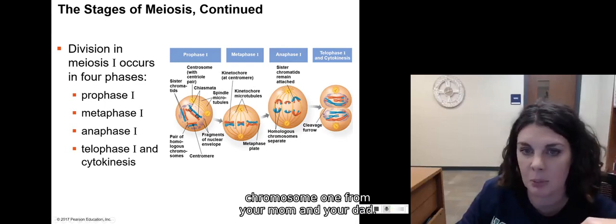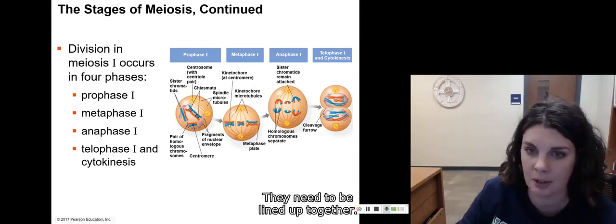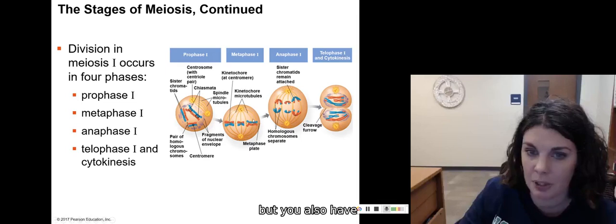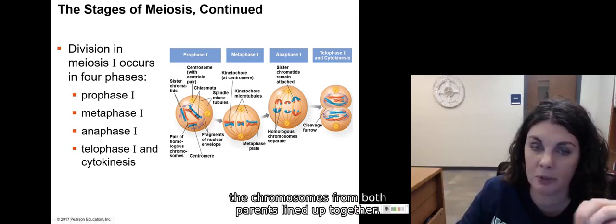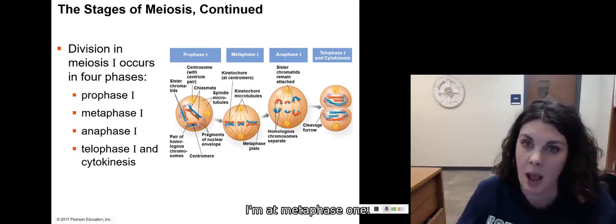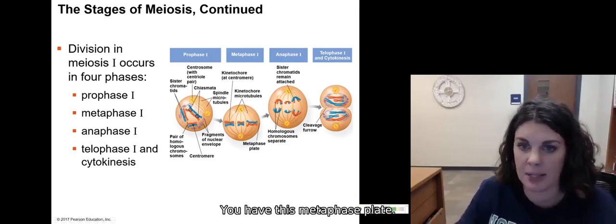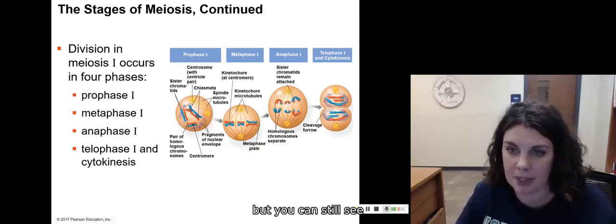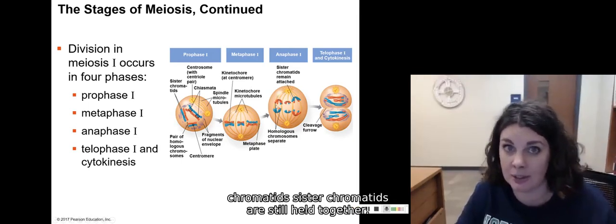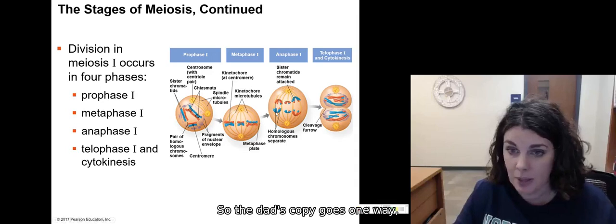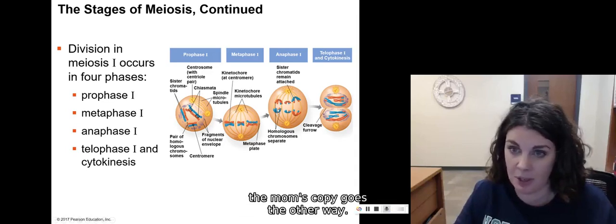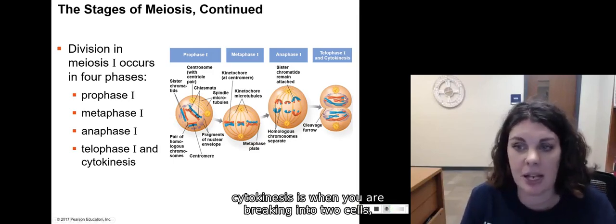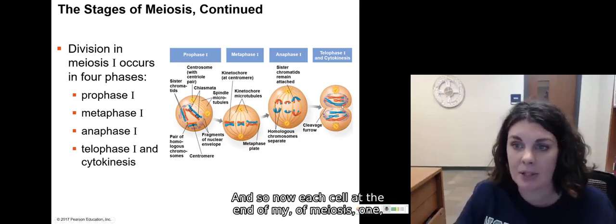In metaphase 1, those sister chromatids are still attached to each other, and you can see you have both copies of chromosome 1 from your mom and your dad. They need to be lined up together. And for each chromosome, you not only have your sister chromatids together, but you also have the chromosomes from both parents lined up together. At metaphase 1, you have this metaphase plate. At anaphase 1, you are ripping those apart, but you can still see sister chromatids are still held together. So the dad's copy goes one way, the mom's copy goes the other way. And then telophase 1 and cytokinesis is when you are breaking into 2 cells, reforming your nuclear membrane.